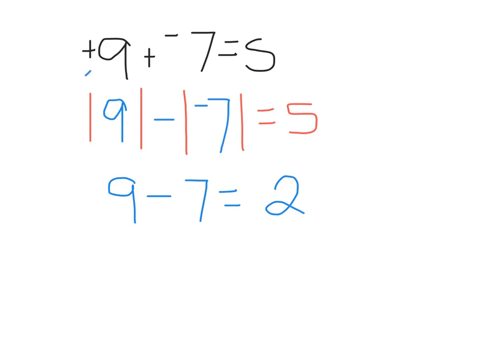Now we have our number, we just need to figure out what sign we have, because we have a positive and we have a negative. So we look and see which integer is larger, 9 or 7. Our 9 is larger, so our answer's going to be positive because 9 had a positive sign on it.